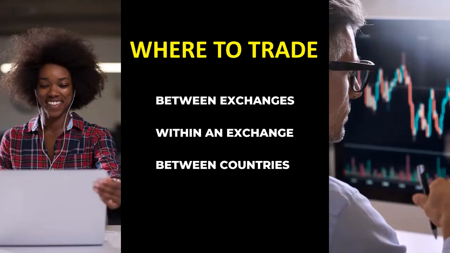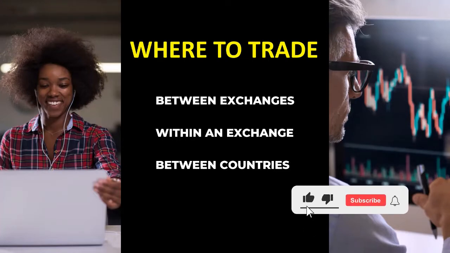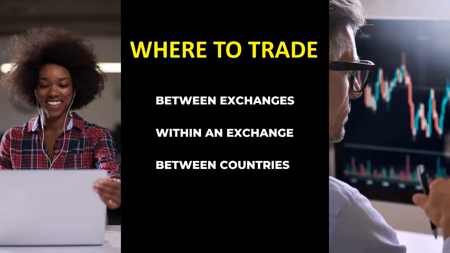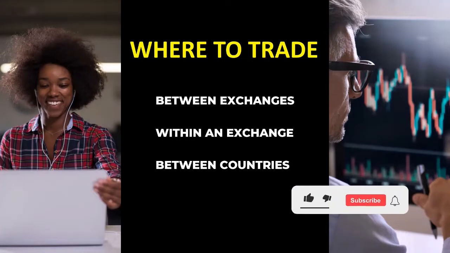But if you're out there and you're serious to go into business, where you have different accounts from different countries, then this can be an easy task for you to follow. So once again, you can do arbitrage trading between exchanges, within an exchange, and between countries.